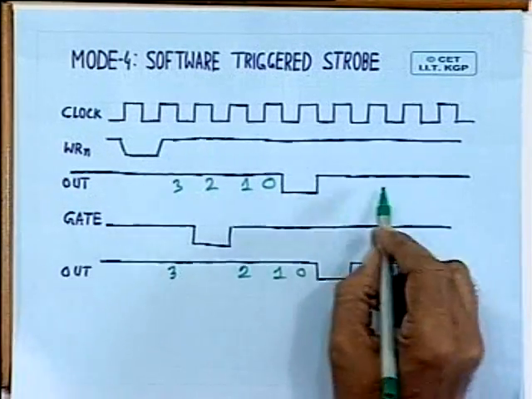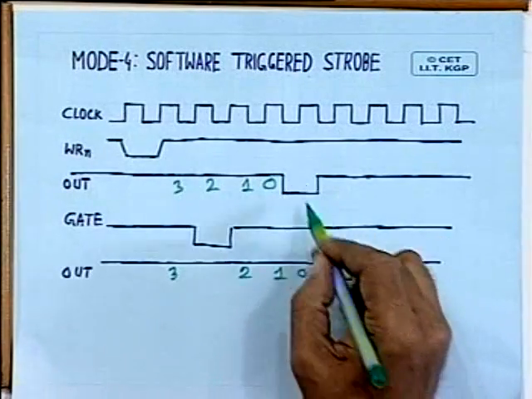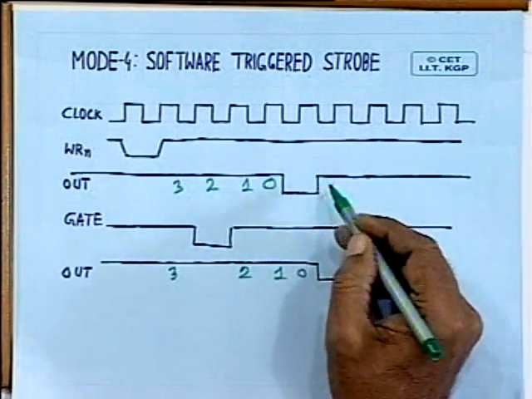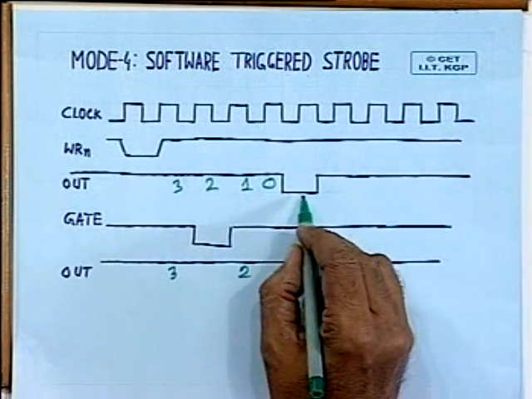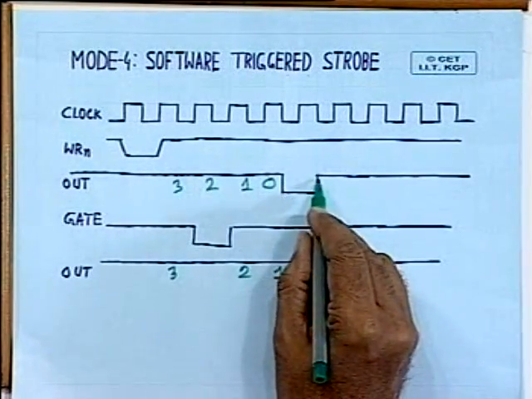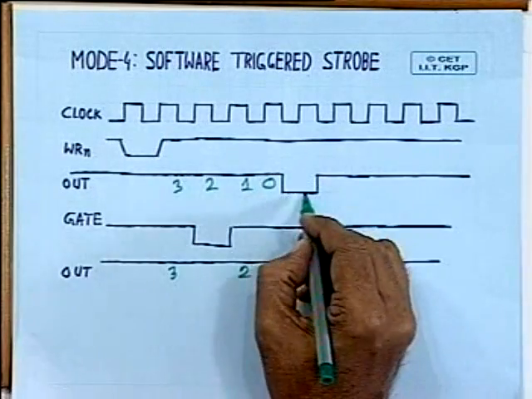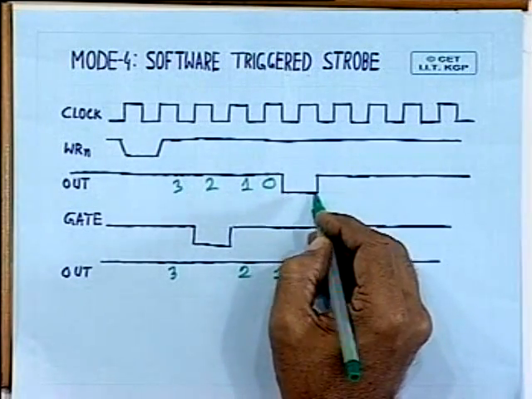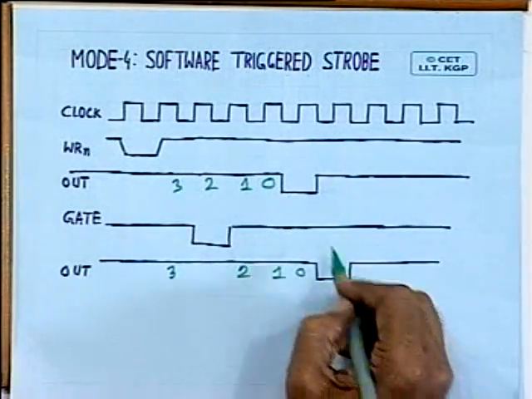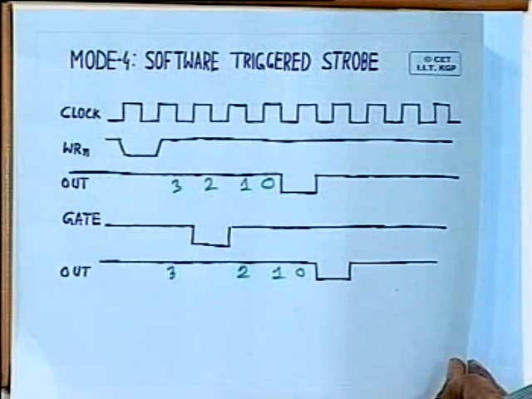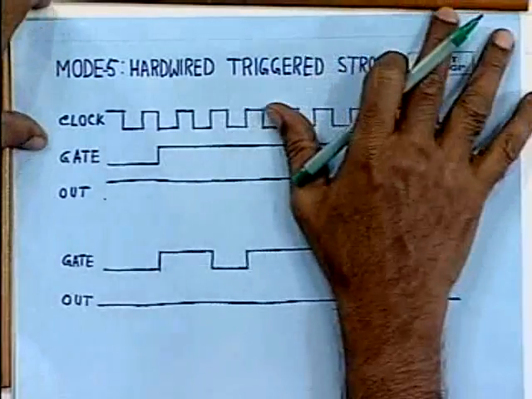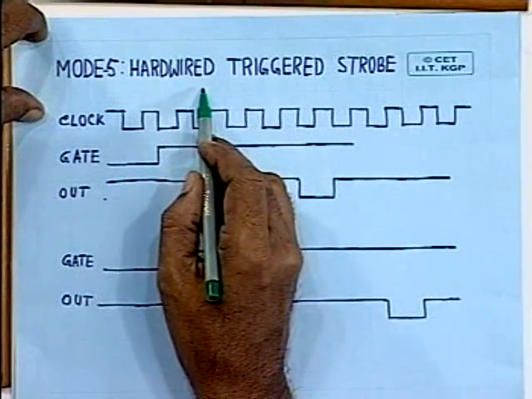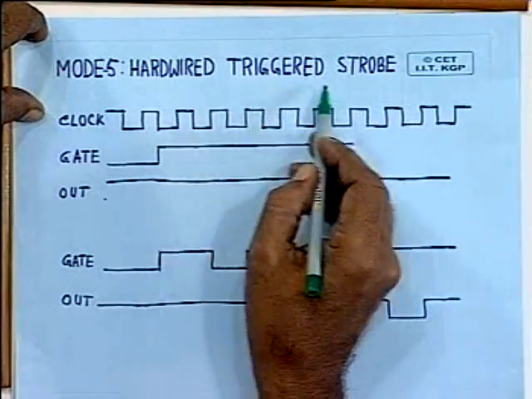So you are generating only one strobe, it is not repetitive, and this signal can be used to start some other applications. This can be used to, say, trigger a monostable multivibrator or anything you want. You can do many things by using this signal. The last mode of operation is hardware triggered strobe.